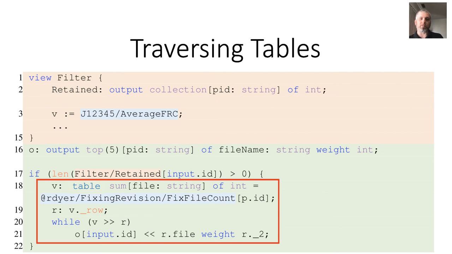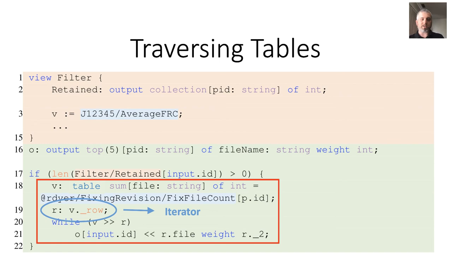Now, the other thing you can do with tables is traverse them. So obviously, once we have the table we're interested in, we have to get data out of it. And so the way we do that is first create a table variable. So on line 18, we have the table variable v. We're assigning it to some external table, our Dyer fixing revision, fixed file count. And we're specifically saying that this table should be a sum indexed by a string of integer values.